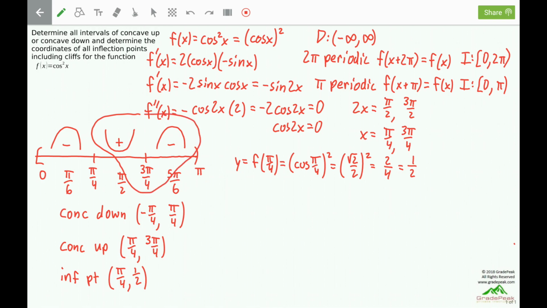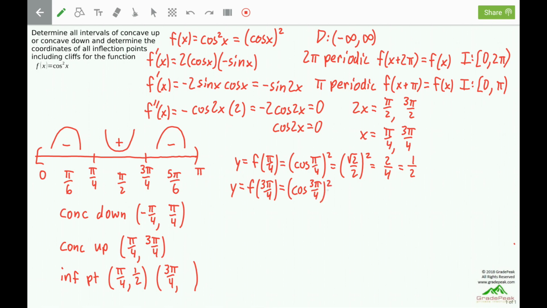Right at the candidate number of 3 pi over 4, we again have the concavity changing from concave up to concave down. That will make x equals 3 pi over 4 also be an inflection point. And it will have a corresponding y-coordinate that can be found by plugging 3 pi over 4 into the original function, which is going to be cosine of 3 pi over 4, and then quantity squared.